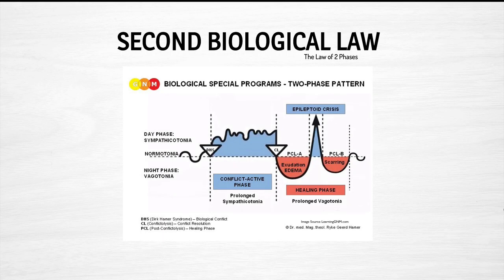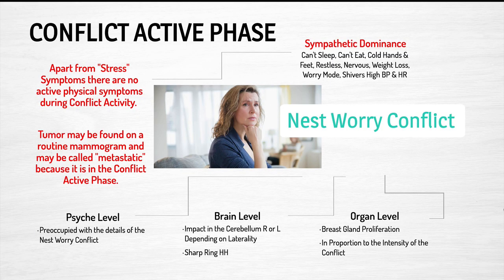So we are going to look at the second biological law in the context of a glandular breast cancer that comes from a nest worry conflict, and look at the specifics of what happens. When a person is in that conflict active phase with the nest worry, they are in a state of sympathetic dominance. The body knows that you're concerned, it knows that you're worried, and so your body is utilizing all of the resources to help you resolve this conflict. That's why you can't sleep, or you go to sleep and wake up at 3 o'clock in the morning and can't get back to sleep.